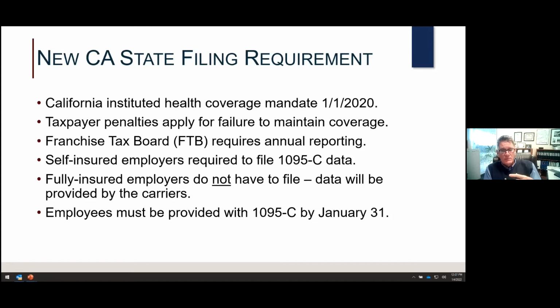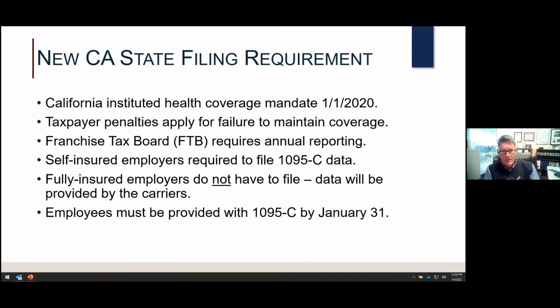The reason why I'm talking about this here is that the Franchise Tax Board also wants 1095-C data. They want the 1095-C information that goes on the form that you fill out. However, there's a huge caveat to this. Only self-insured employers are required to file the 1095-C data with the FTB directly. If you are a fully insured employer, which is everybody in this room, you do not have to file your 1095s with the Franchise Tax Board. That information is going to go directly from the carrier to the Franchise Tax Board.